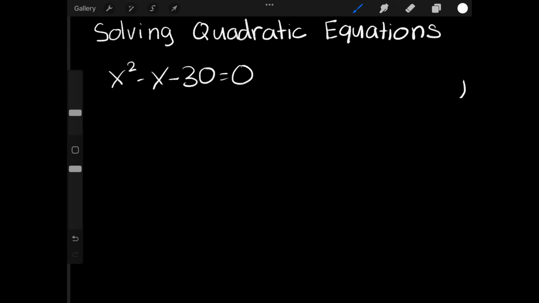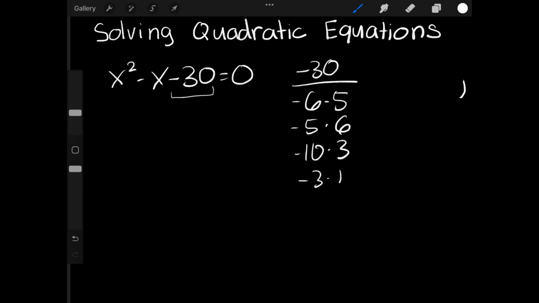Well, in this case, we have a negative. So how are we going to solve this? Well, we're going to have to find the factors of negative 30. So that means negative 6 times 5, negative 5 times 6, negative 10 times 3, negative 3 times 10, negative 30 times 1, and negative 1 times 30. And that's it. So we're going to have to find out which of these factors added up is equal to negative 1. Because remember, there's always a 1 in front of a variable without a coefficient.